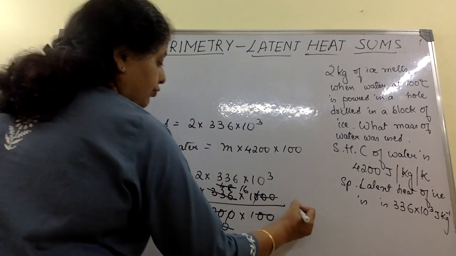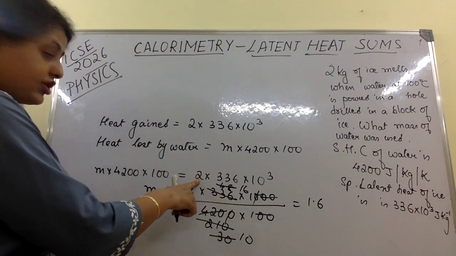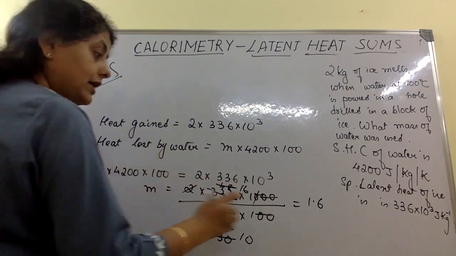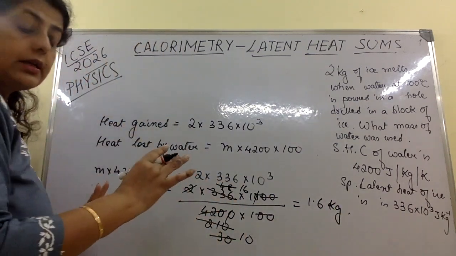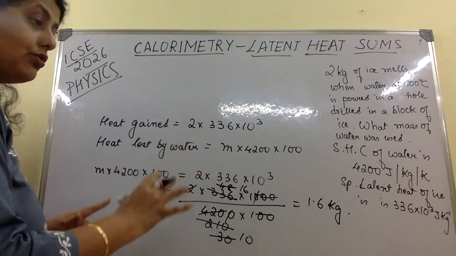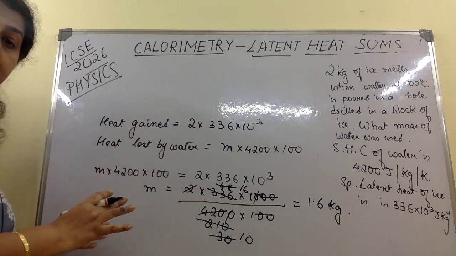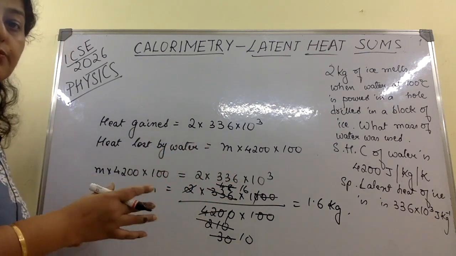I get 1.6. Since the mass here was also taken in kg, all the units are in kg. When I find the mass, it will automatically come in kg. So the amount of water that has to be poured to melt 2 kg of ice, the water being at 100 degrees centigrade, is 1.6 kg.